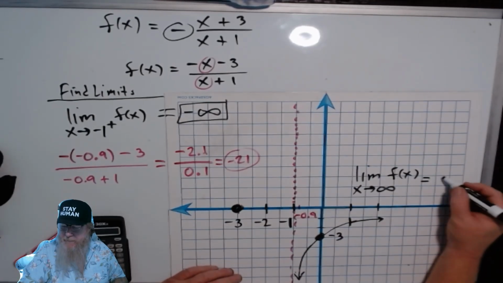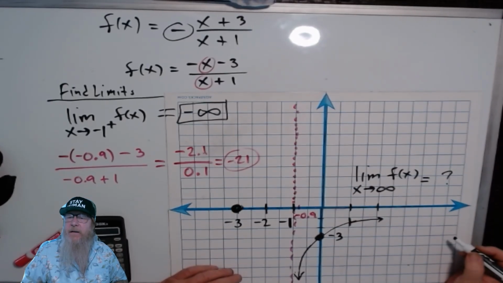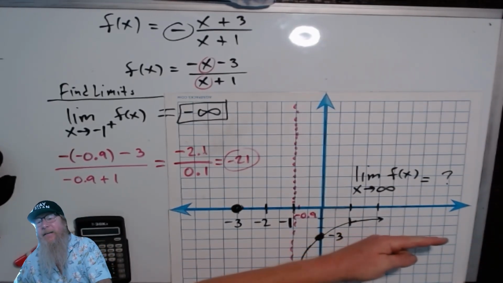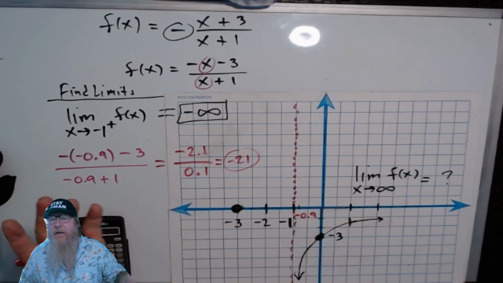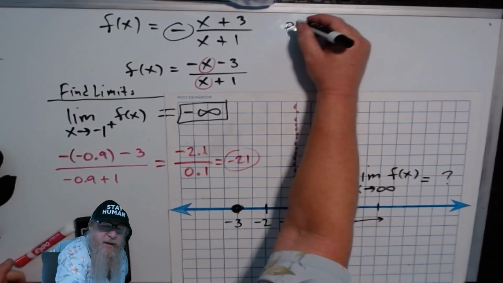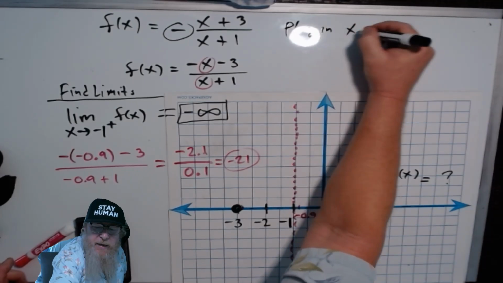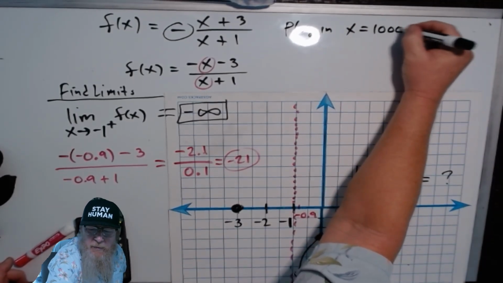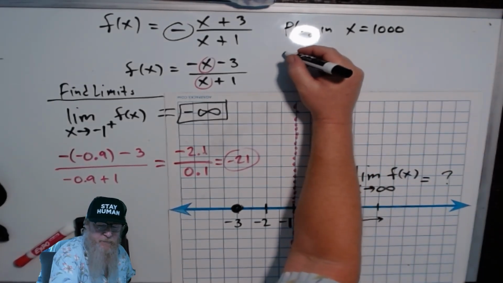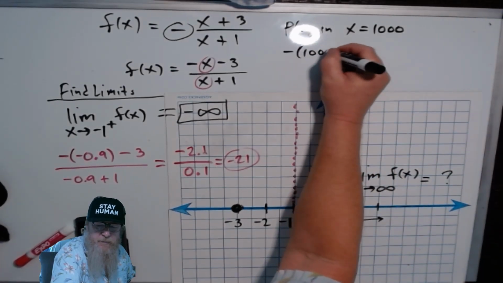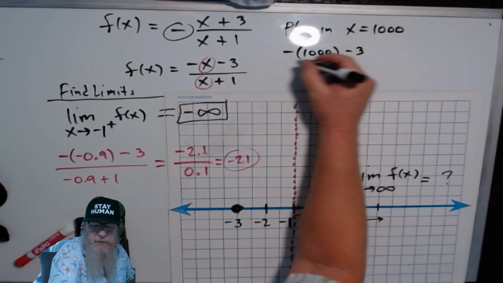What's happening as x goes to infinity? You can kind of see it's leveling out here. But let's see, where is it going to level out at? Well, just plug in a big number for x. You don't really have to do 1,000,000, by the way. 1,000 will do.